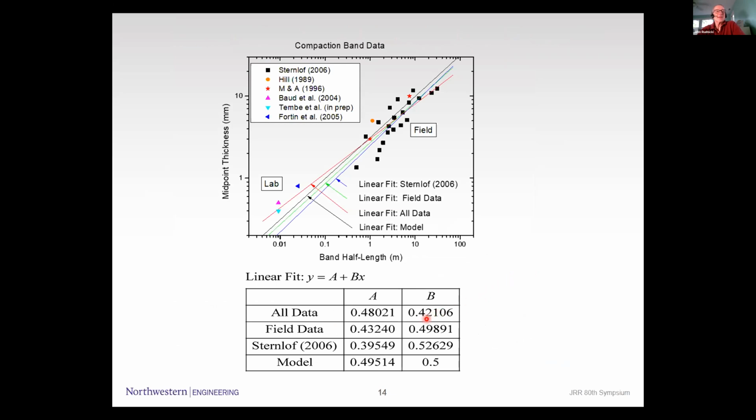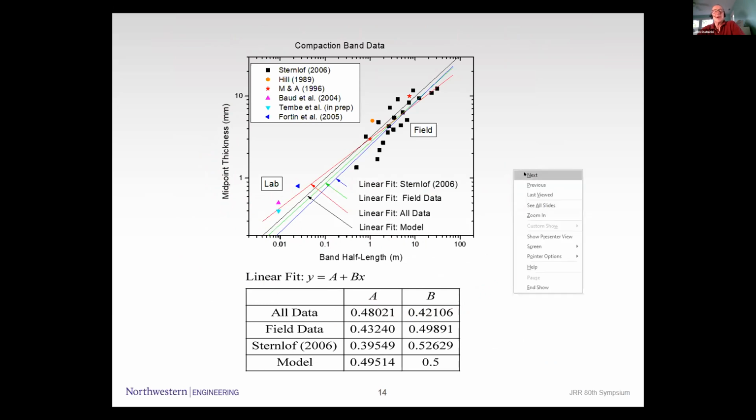Now, another observation which I had some interest in was due to Cheryl Temba, Teng Fong's student, and she noted that if you look at the midpoint thickness of these bands, which is a proxy for the inelastic compression, against the band length, that relationship was very close to square root. And I wondered, well, what was the model that had this square root dependence?